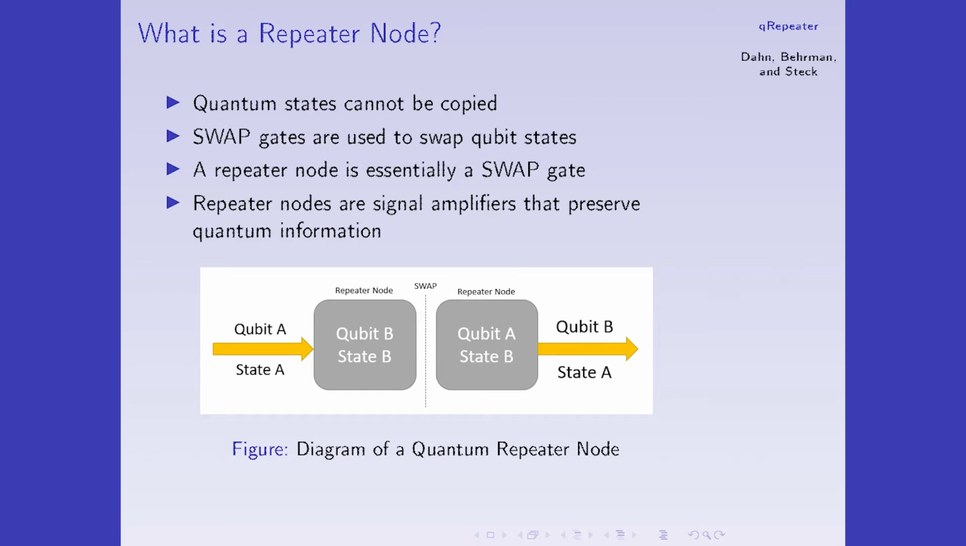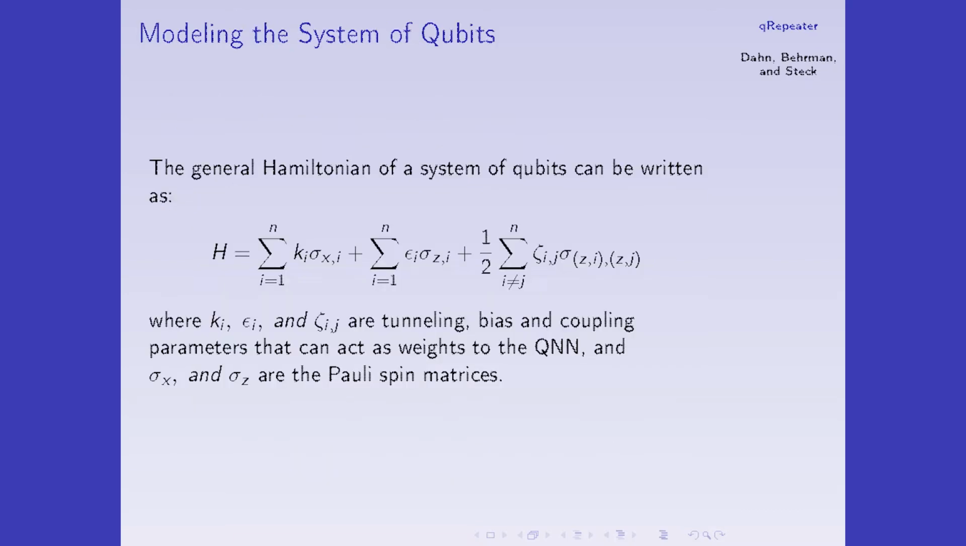So a quantum repeater node is something that does what's called a swap operation, which is that it takes an incoming qubit A and swaps the state of qubit A with an outgoing qubit B. For our system, we modeled the system with a Lagrangian form of the Hamiltonian using parameters called K, epsilon, and zeta, which are the tunneling, bias, and coupling parameters of the qubits. These parameters are what are actually trained with the neural network, so those are what act as the weights.